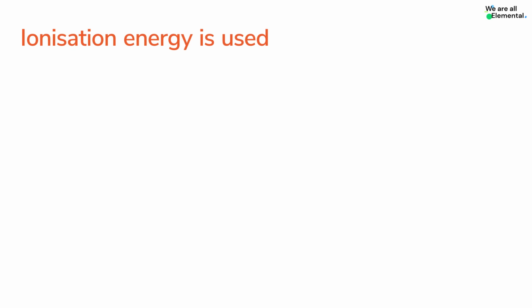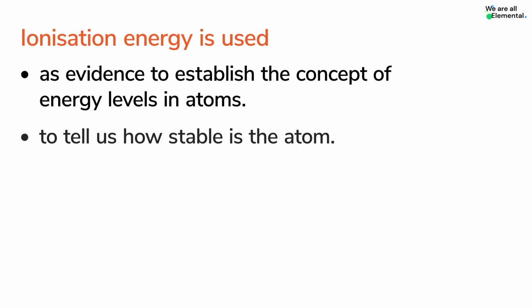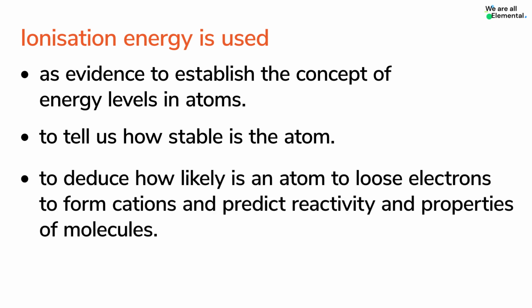So why do we want to measure ionization energy? Chemists use ionization energy as evidence to establish the concept of energy levels in atoms. It is used to tell us how stable the atom is and to deduce how likely an atom is to lose electrons to form cations, that is, predict reactivity and properties of molecules.